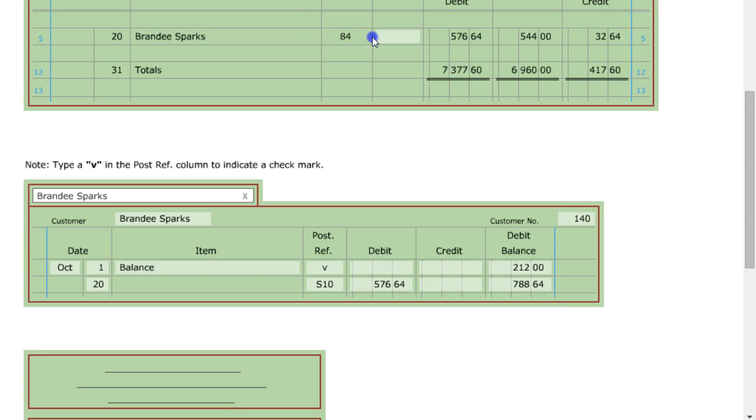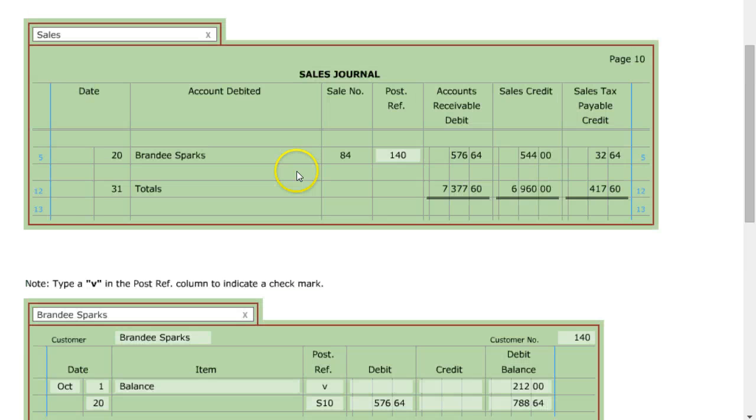Last thing we do is put the account number, just like in the last section. Notice that the account number begins with a 1. That means it's an asset. So that's why it is the way it is. All right, let's go on to the next set of directions.